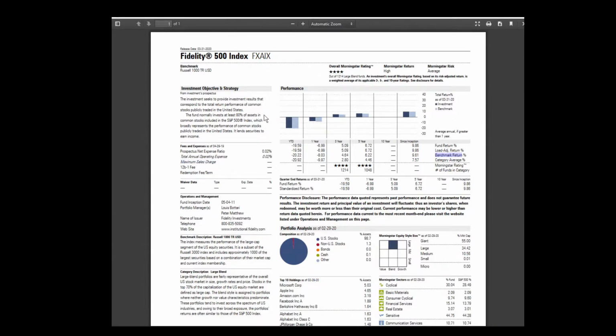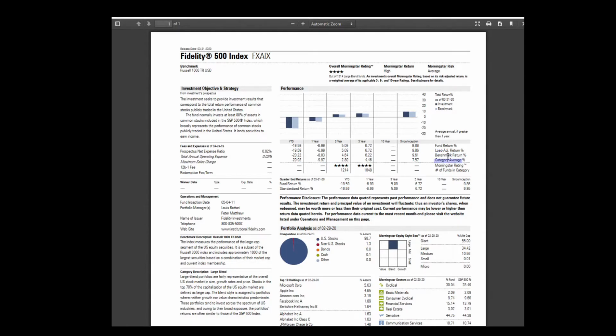So as we remarked earlier, our benchmark is the Russell 1000. The Russell 1000 over a 5-year period returned 6.22%, but this fund returned 6.72%. So this fund actually beat its benchmark, which is what they're trying to do. They're trying to say, oh, we did better than the market. We did better than what we were trying to even match.